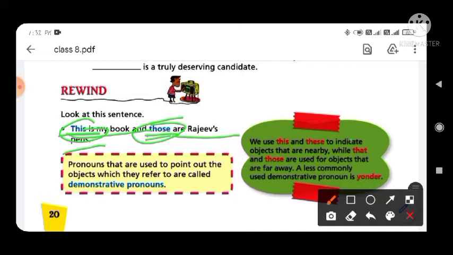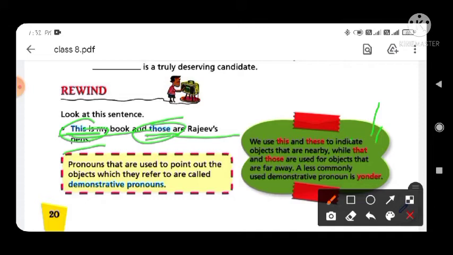This and that refer to singular nouns, while these and those refer to plural nouns. So you have to know that we use this and these to indicate objects that are nearby, while that and those are used for objects that are far away. It means when something is near to you, you use this and these, and if the object is far from you, then you use that and those. A less commonly used demonstrative is yonder.